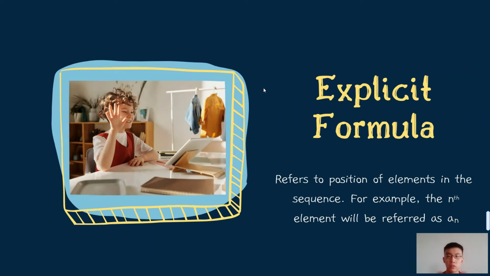Now I will continue to the explicit formula. So what is explicit formula? Explicit formula refers to the position of an element in the sequence. For example, the nth element will be referred to as an, which means that for the fifth element, we will write a5. Now I will show some examples for this question.